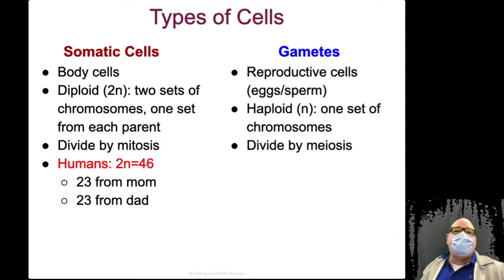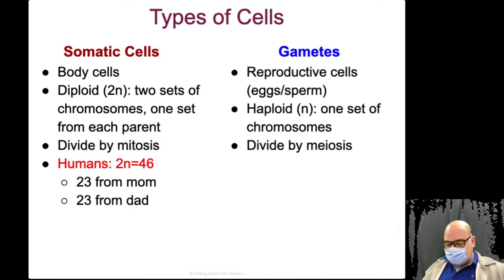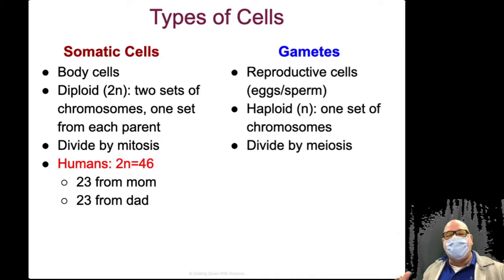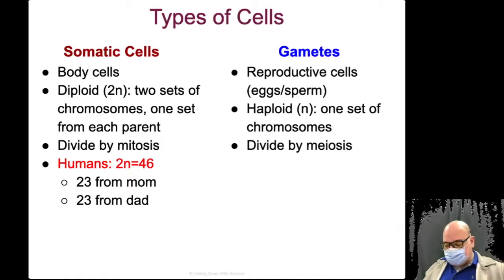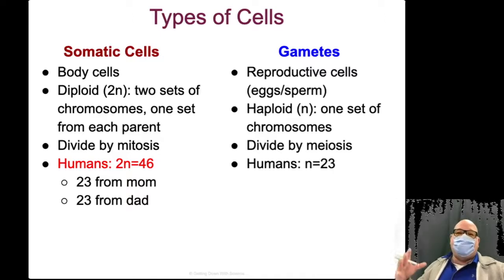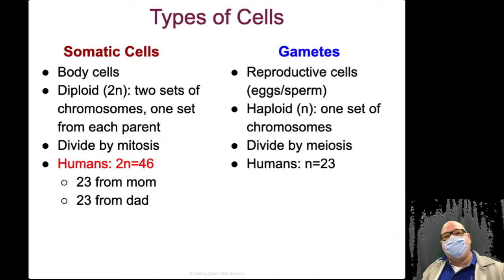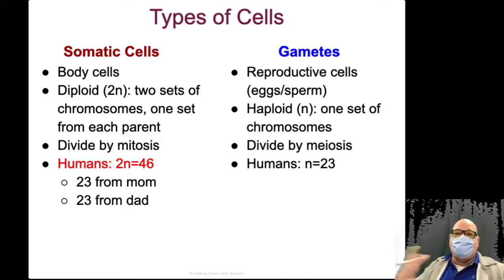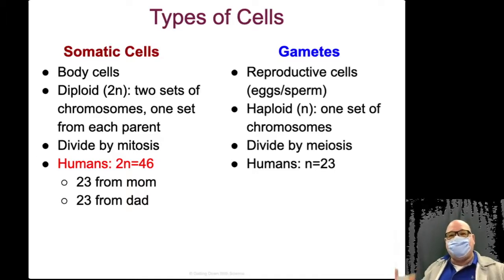These divide by meiosis instead of mitosis. A little overpronouncing there so you can tell the difference. Okay, so the only place these cells are dividing are in your reproductive organs. So the chromosome number in there is 23. It's half of what it is in the body cells. That's why they're called haploid, okay?